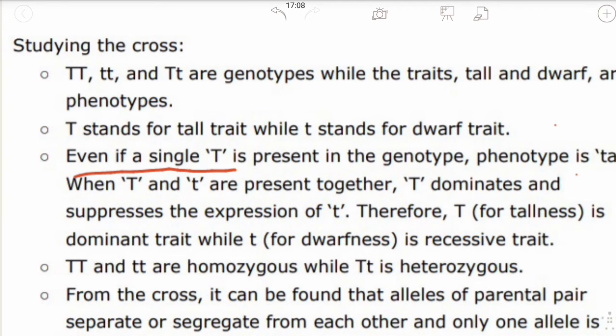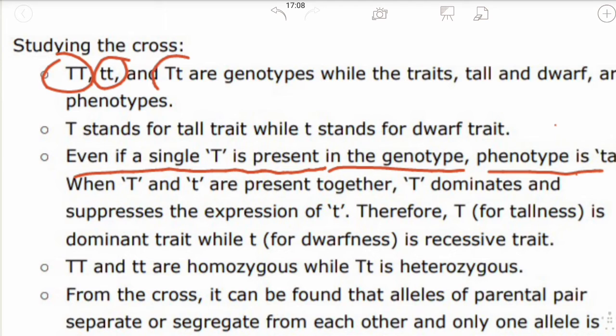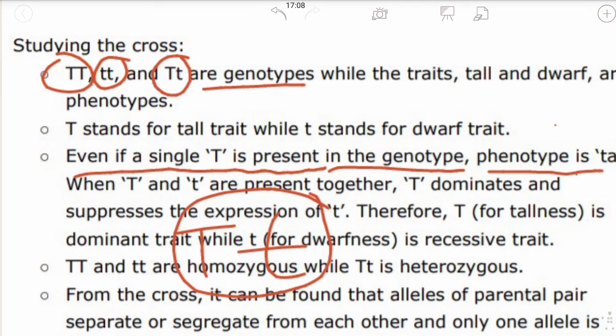Even if a single capital T is present in the genotype, the phenotype is tall. Read this sentence in your mind, try to understand it. I will explain. We know that capital T, small t, and capital T and small t are genotypes, right? They are genetical characters. When capital T and small t are present, what is the phenotype?